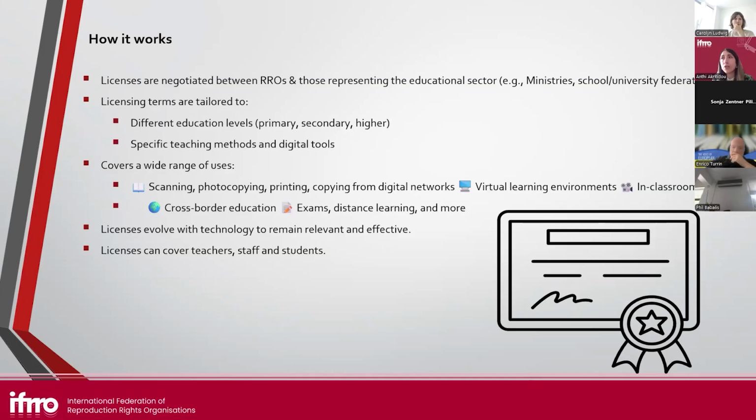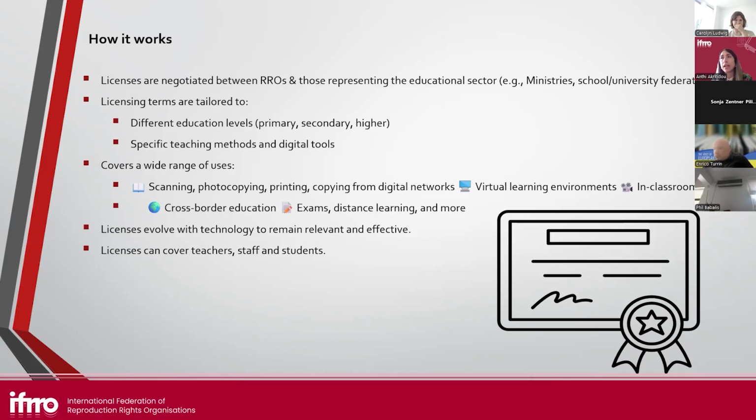So now let's take a closer look at how licensing works in practice, especially in the educational sector. Licenses are not just one size fits all. They are usually negotiated between RROs and organizations that represent the educational community. This can be, of course, the Ministry of Education of a specific country or other federations or networks of schools and universities. So there are networks that represent different universities, and they conclude these licenses. The goal is to make sure the license terms actually reflect the real needs of education and learners.